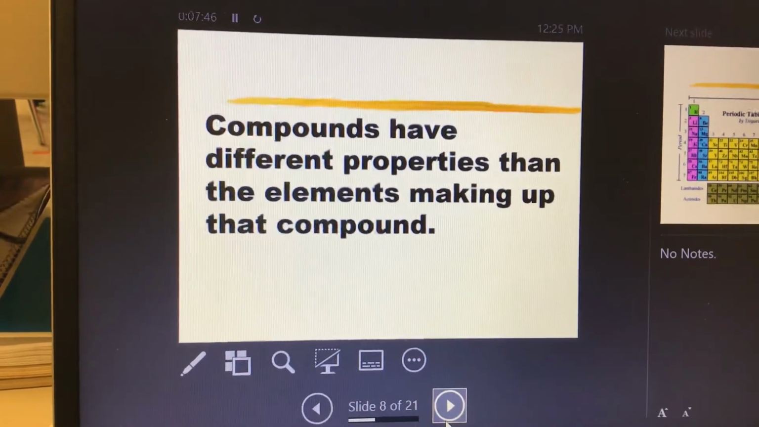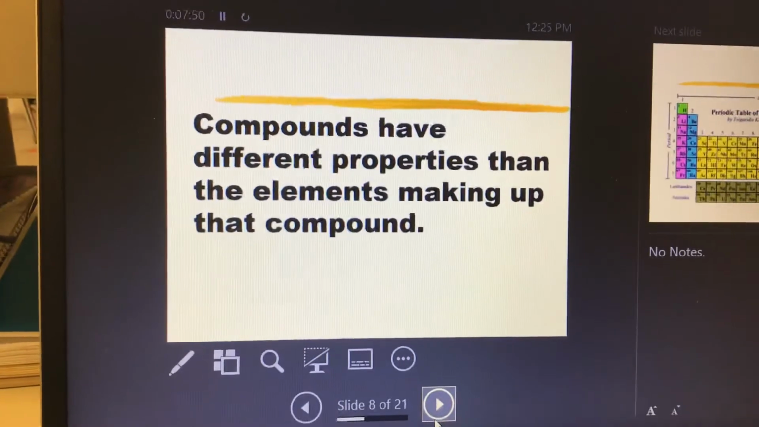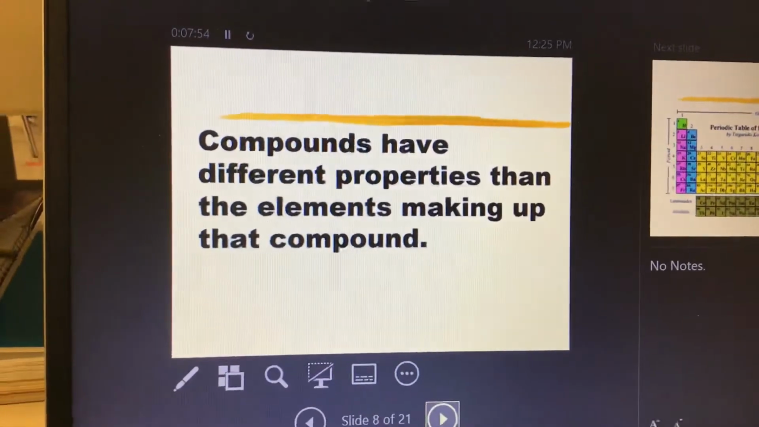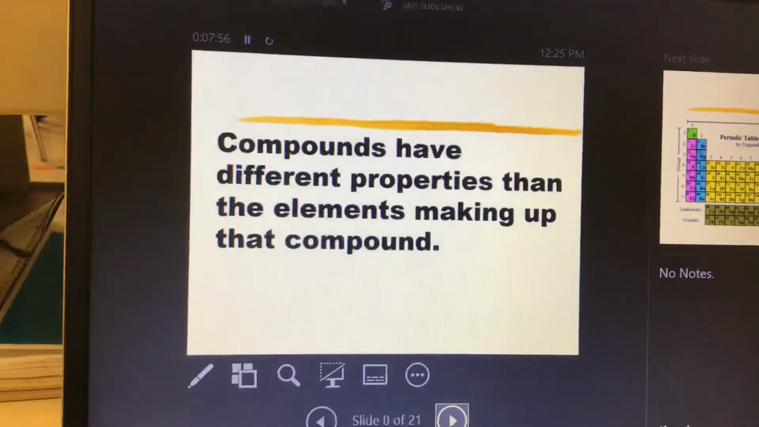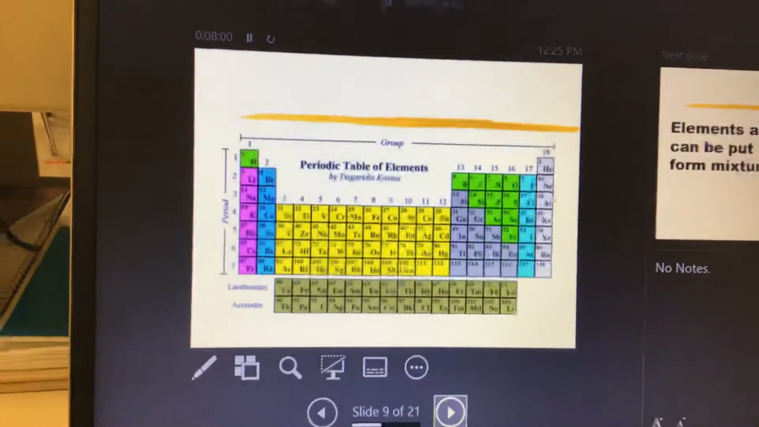And when they combine, we get a solid that we sprinkle on our food to make it taste better. So sometimes the elements that make up the compounds are completely different than the compounds themselves.